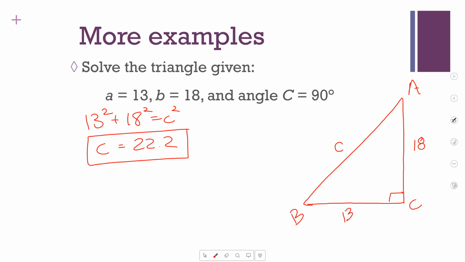So, which angle, Addie, would you like to solve for first? A or B? B. Any particular reason? Okay. She wants to solve for angle B. I have to set up a trig equation. Addie, which trig function would you like to use? Sine, cosine, or tangent?